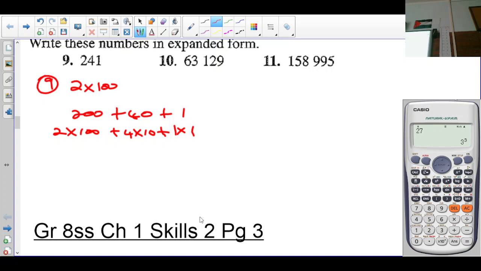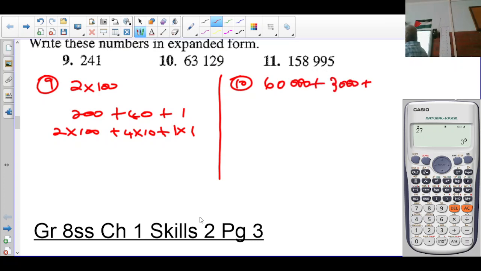So what would number 10 be? So you write 63,129. How do you write that? You say it's going to be 60,000. Then you say it's going to be 3,000. Then 100. Then 20 plus 9.